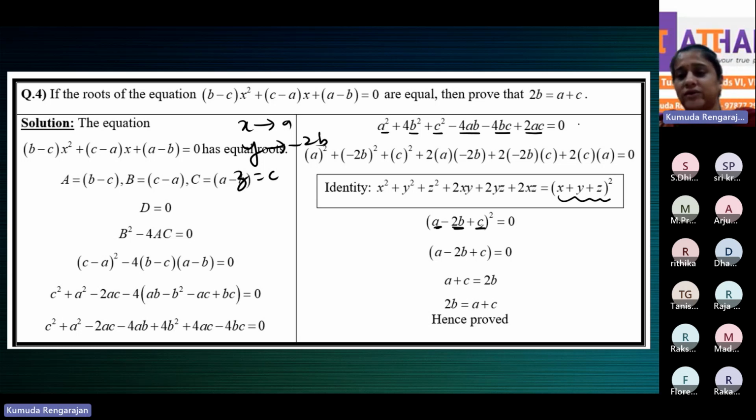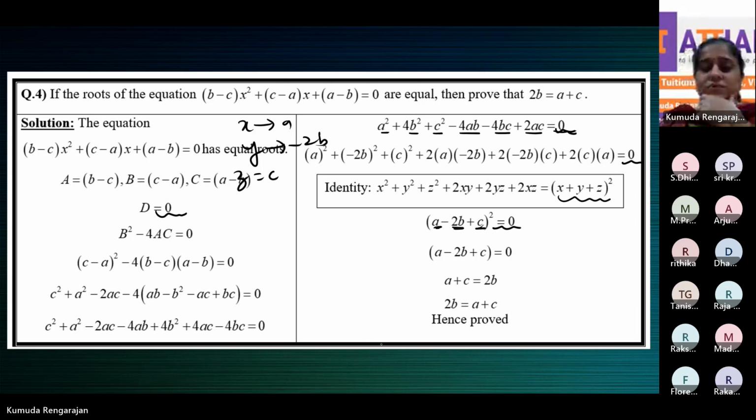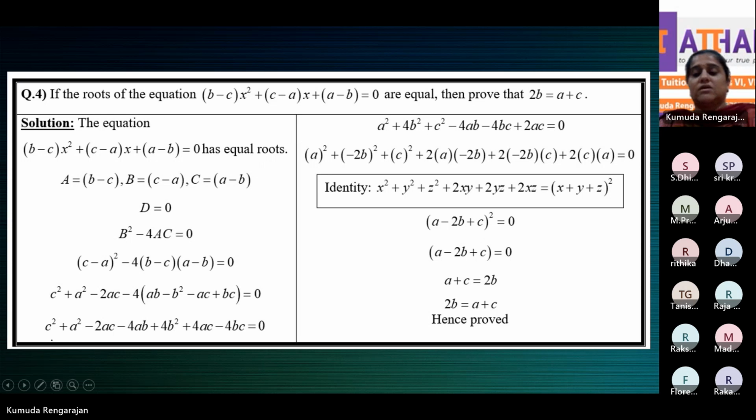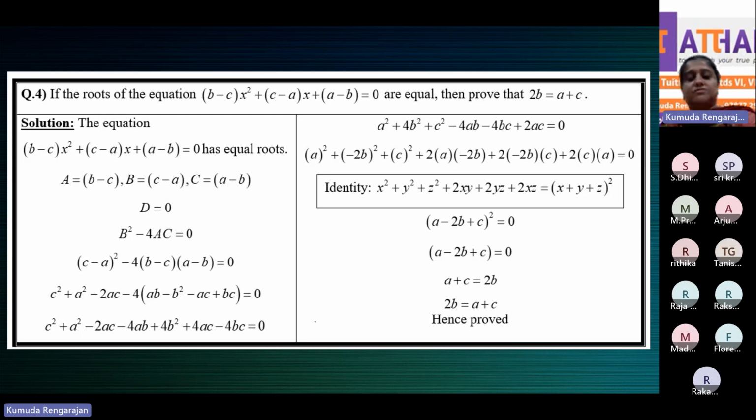Why is it equal to 0? Because we are working with the condition D is equal to 0. So if the whole square is equal to 0, that means a minus 2b plus c is equal to 0. That means a plus c is equal to 2b. Transposing, you get a plus c is equal to 2b, or 2b is equal to a plus c.